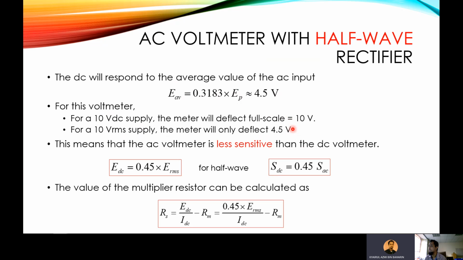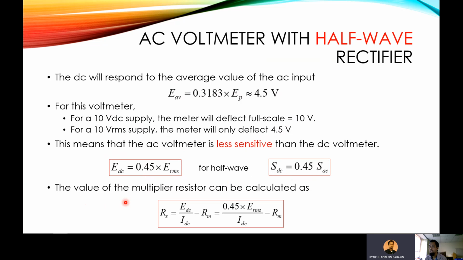Okay, so there's a sensitivity difference here. This means that the AC voltmeter is less sensitive than the DC voltmeter. It's only about 45% or 0.45 times as sensitive as the DC meter. So we can represent the equation here as the voltage DC is equivalent to 45% multiplied by the RMS value. Or the sensitivity of DC is equivalent to only 45% of the sensitivity of AC, 0.45. And this one is for half wave.